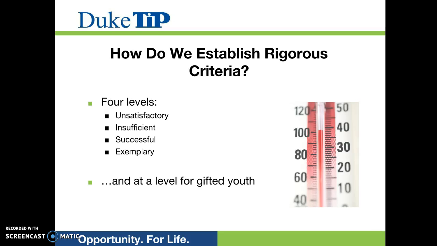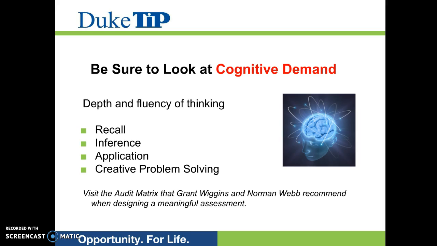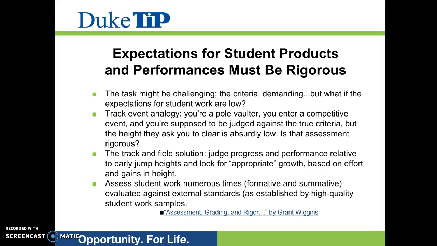Remember the 4 levels that we have as you're building rubrics, thinking about what gifted 8th and 9th graders can do. Don't forget Bloom's taxonomy. Sorry about the missing word in this presentation. But that's important that you're thinking about a difficult task that's complex and multifaceted. Is the cognitive demand high? Check out the audit matrix that Grant Wiggins and Norman Webb recommend. You don't want just basic knowledge recall and comprehension. You want creative problem solving to go on in these summative assessments.